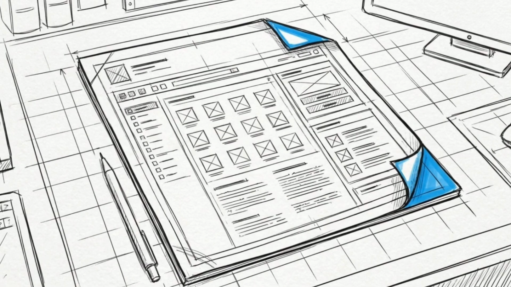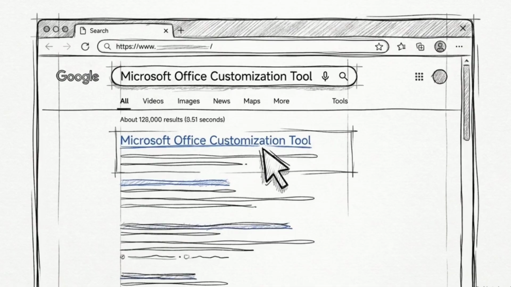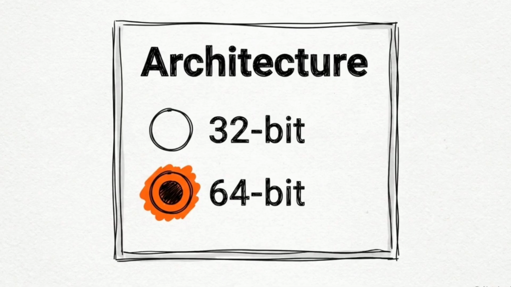First, we need to create a deployment file. Open your browser and search for the Microsoft Office Customization tool. Then click the top link to open the official site. Under the Architecture section, select the 64-bit option. This is the current standard for most modern Windows systems.